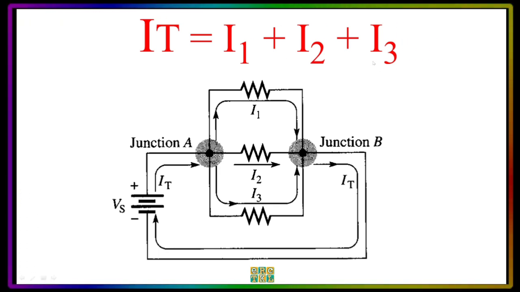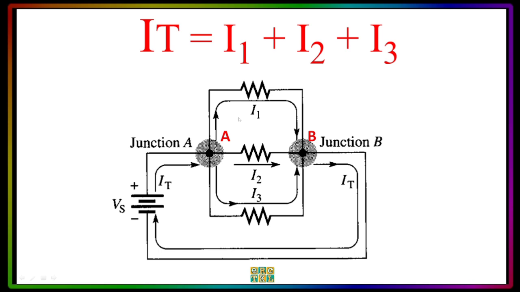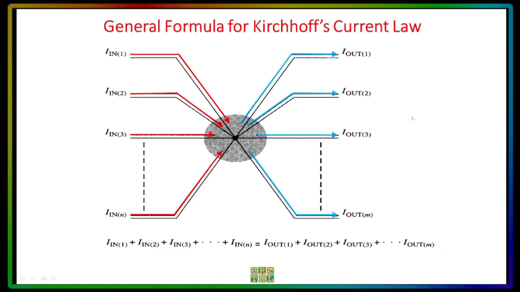Remember, in series before, the current is only one, but in parallel, the current is not only one. So the I total becomes three currents, I1, I2, and I3. And that is the rule for parallel. We call this rule Kirchhoff's current law, or KCL. So all currents going in, which is the IT, will be equal to all currents going out, which is I1, I2, and I3.